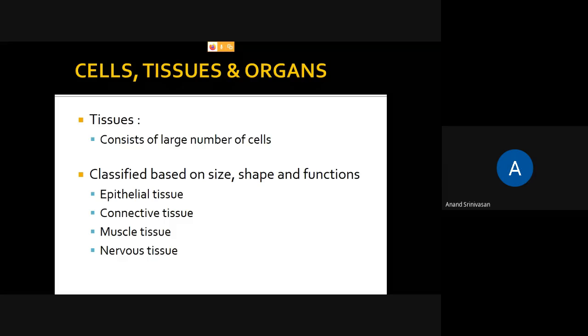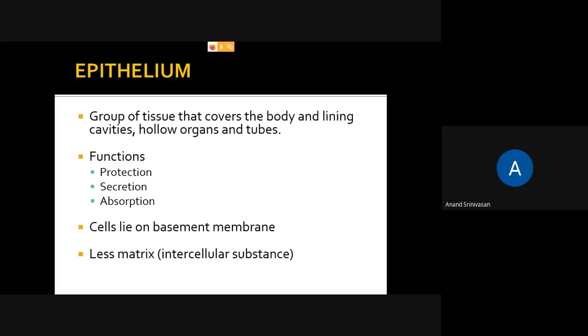All right, there may be some difficult terms. Please practice writing the difficult terms. Epithelium. What is the meaning of epithelium? Epi means outside. Thelium is the tissue. So epithelium is a group of tissue that covers the body and lines cavities. The outermost layer of any organ or structure is called epithelium.